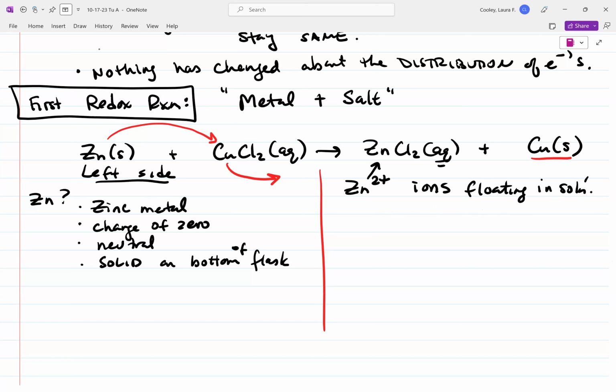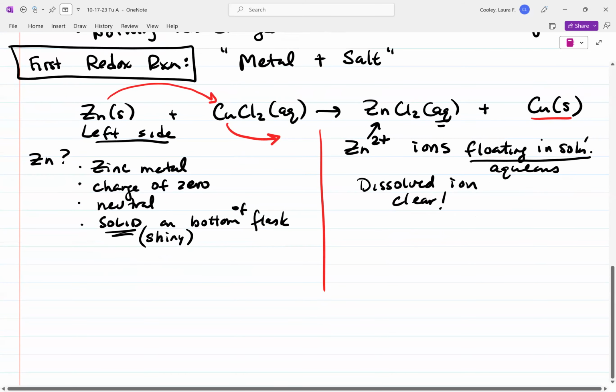What does it mean when I say floating in solution? What I mean is that it's aqueous because it's soluble. Zinc chloride is a soluble ionic compound. So it's a dissolved ion. You can't see it, it's clear. So over here, you have a solid on the bottom of the flask. It's a shiny solid. Here you have a clear solution, which is for the zinc. Okay, so what's happened is it's changed now. It's a cation. It has a 2+ charge.